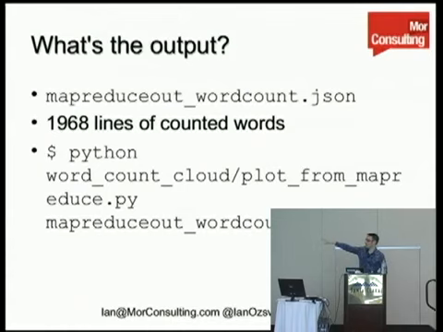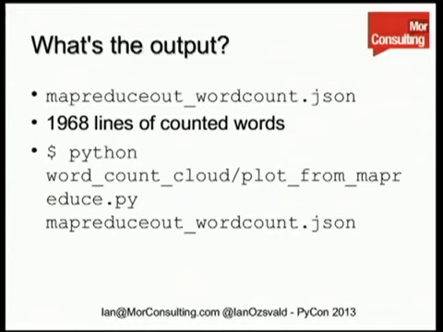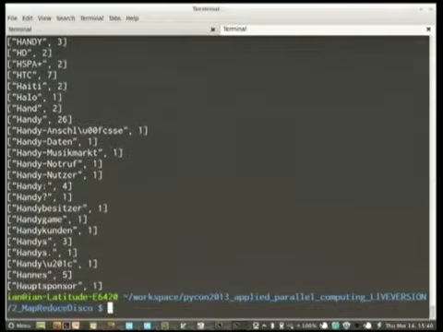So we've made this output. We've got 1,968 lines of words. Now we want to visualize them. So this is a 357 tweet. It's a really, really trivial visualization, but it lets us see that this is working, and then we can scale up to the bigger example. Oh dear.